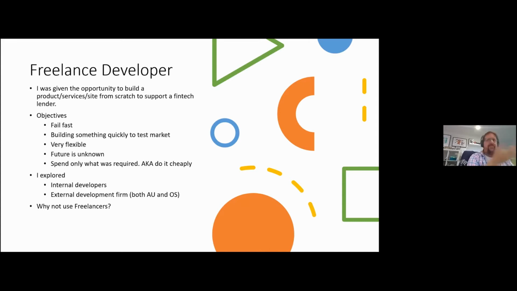So that's everything, the product, the site, the services, everything, right? And we had some objectives. Obviously, we wanted to fail fast, and all these concepts should be relatively familiar to you guys. We wanted to make sure that if it wasn't going to work, then we all shake hands and go away, right? Not a problem at all.